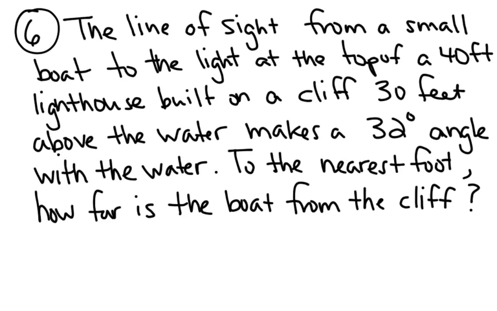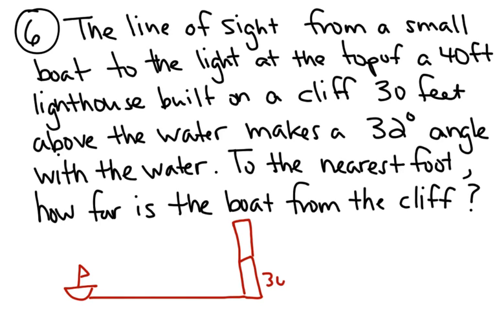First of all, draw a picture, unless the picture is already given to you, which sometimes happens. So here's my sailboat. And there's a cliff, and atop the cliff is the lighthouse. The cliff is 30 feet high, the lighthouse is 40 feet high, and the angle of elevation here is 32 degrees. We want to find out how far the boat is from the cliff. Well, that's just a regular old run-of-the-mill right triangle problem.